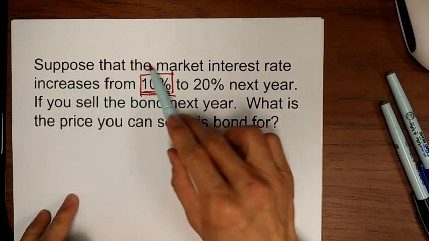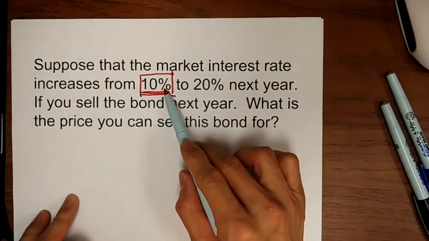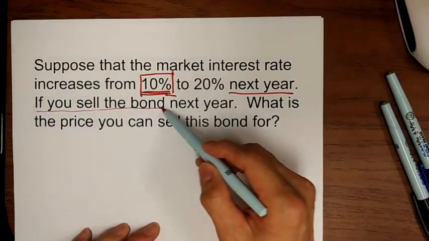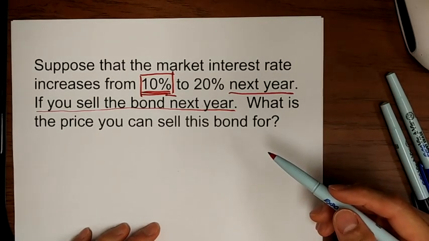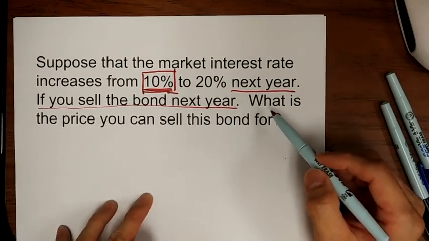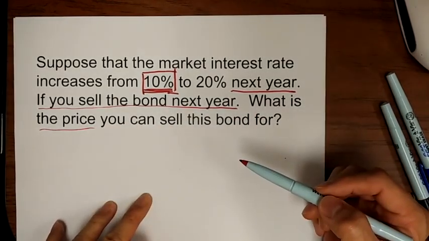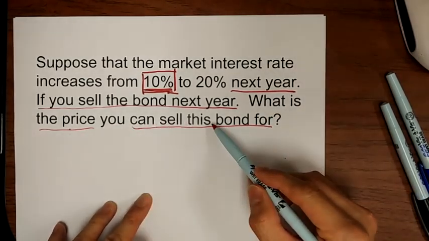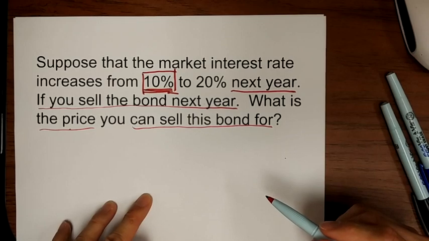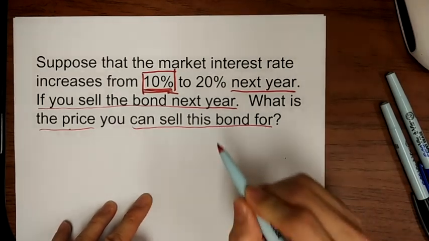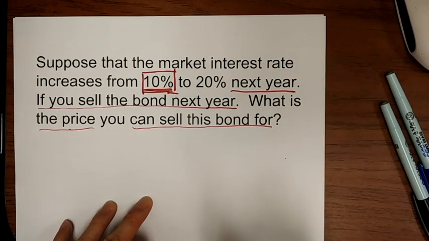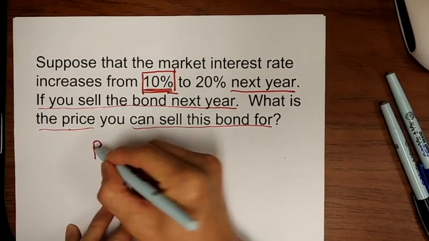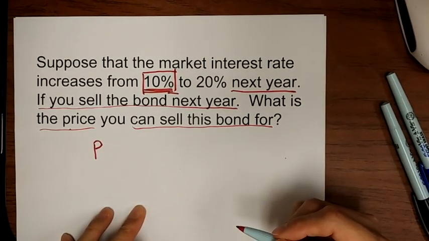Therefore, this question implies that the current market interest rate is 10%. Now the question says, suppose that the market interest rate increases from 10% to 20% next year. And if you want to sell the bond next year, how much money will people pay you to buy this bond? That is, what is the price you can sell this bond for? So, what is the bond price next year?